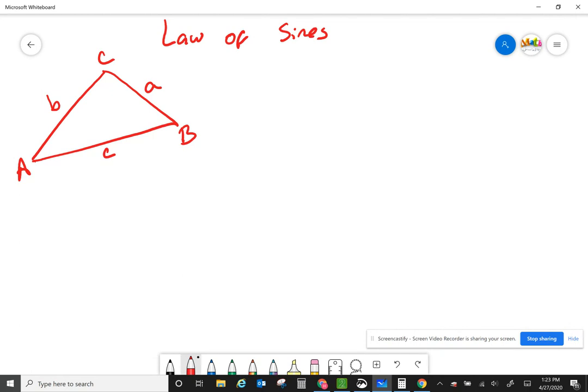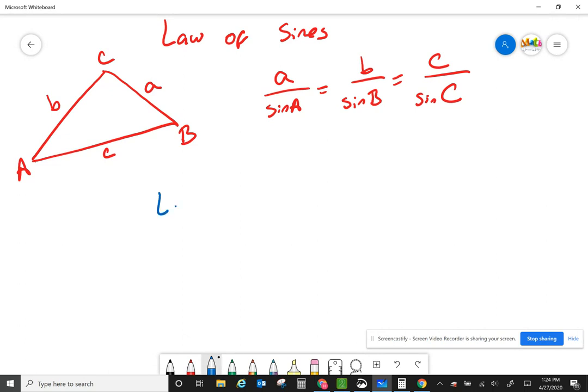Now, given this rule, the law of sines, what it tells us is that a divided by sine of A is equal to b divided by sine of B, which is equal to c divided by sine of C. That's that rule. That's the law of sines. We're going to see in a minute how to use it. Now, let me also give you the law of cosines.